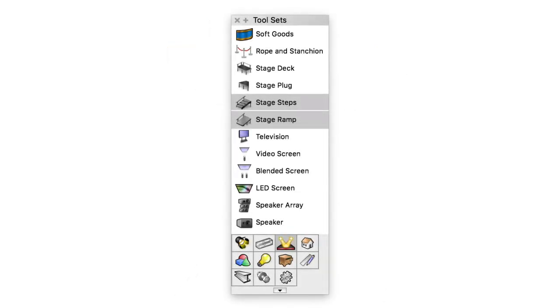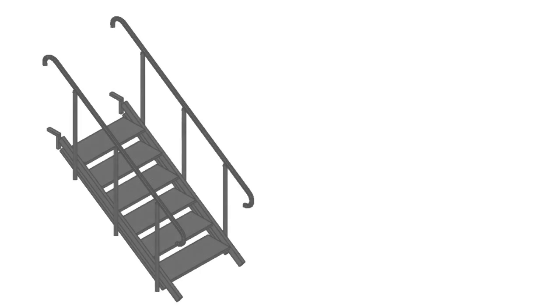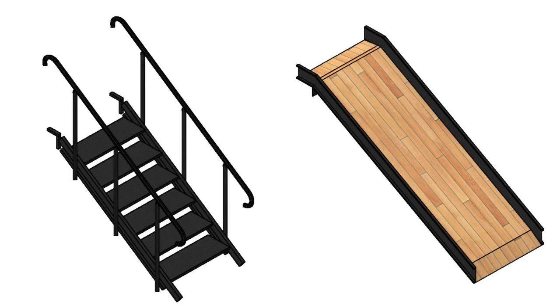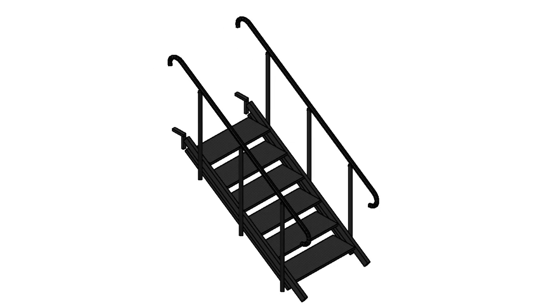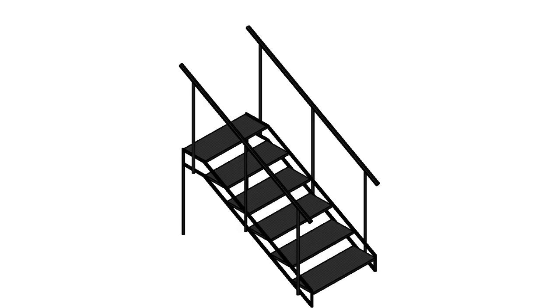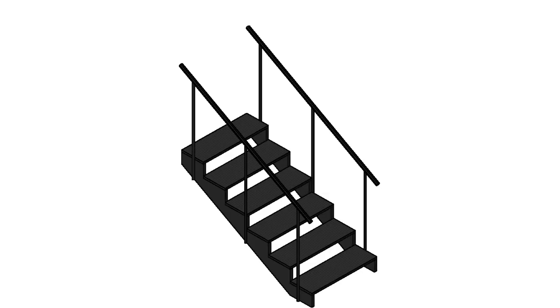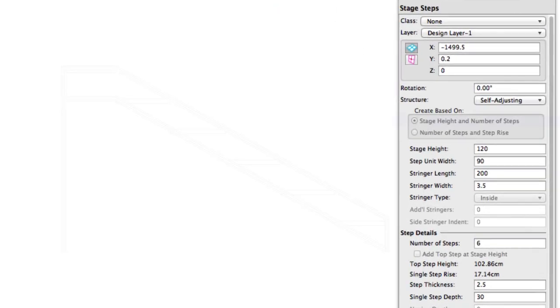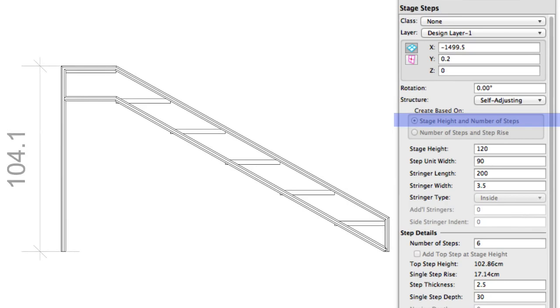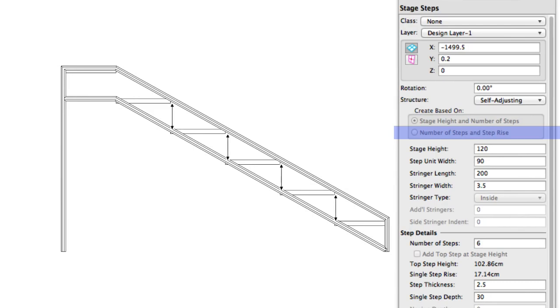Finally, stage steps and stage ramps. These objects are simple, configurable ways to add access to your stage. Many of the attributes are shared between the 2, so we'll cover the differences first. The steps have a number of structure modes: self-adjusting, frame freestanding, solid freestanding, open freestanding, and simple. The step object's overall height can be configured in one of 2 ways, either by setting the stage height and the number of steps, or by setting the number of steps and the rise of each step.